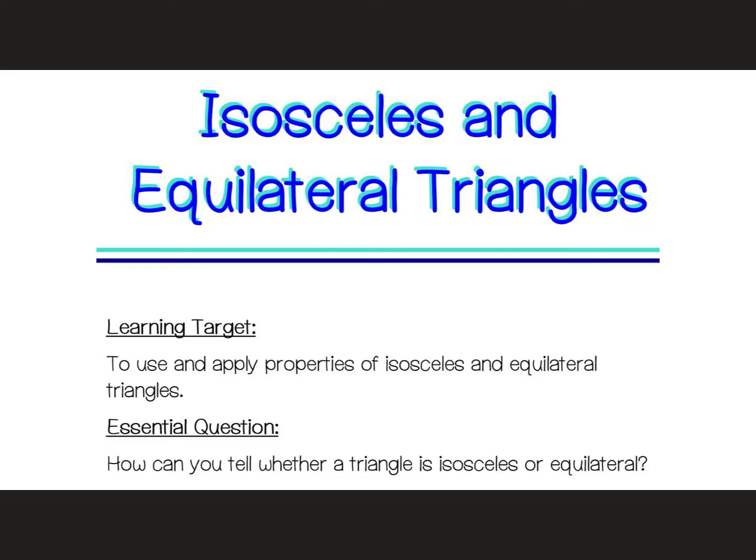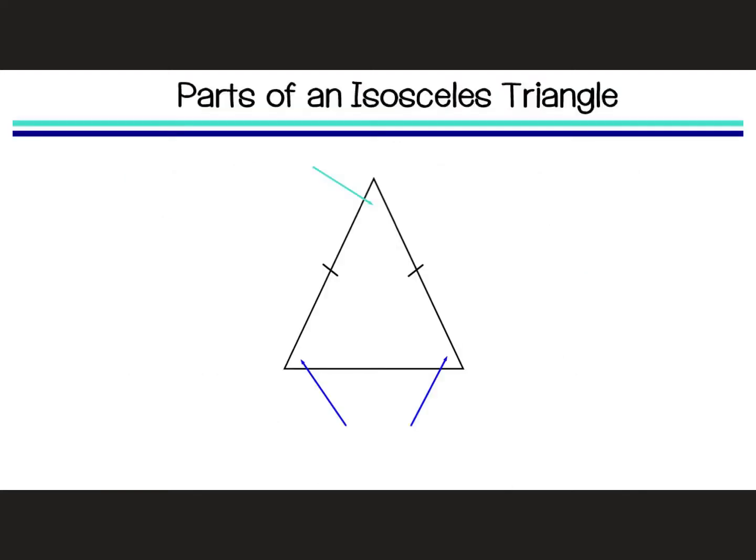In this video, we'll be looking at properties of isosceles and equilateral triangles. To start off, we'll identify the parts of an isosceles triangle. For an isosceles triangle, the angle formed by the two congruent sides is called the vertex, and the other two angles are both referred to as base angles. Reminder that an isosceles triangle is a triangle that has two congruent sides.